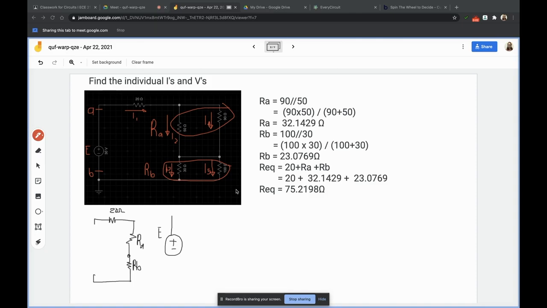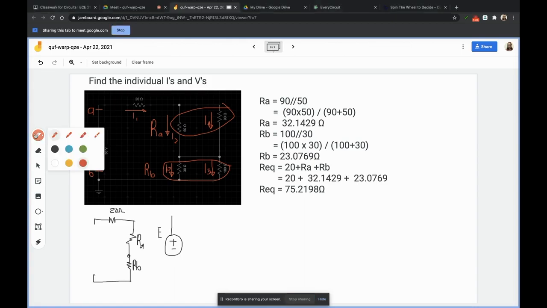Here, I have set the individual currents and voltages. So after getting the R equivalent, we can redraw the basic circuit or simplified circuit as follows. So ito na yung ating E, and this is our R equivalent. And this is our I total.